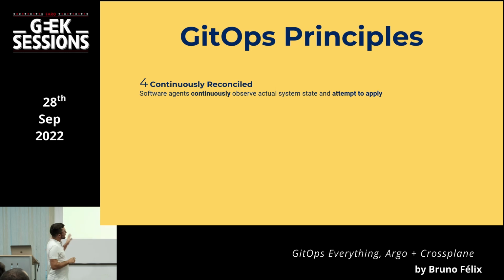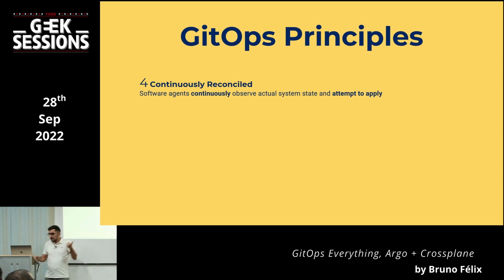So continuously reconciled means that software agents continuously observe the actual system state and attempt to apply. What this means is that our operator, our system, and here we are talking about Argo CD, will continuously monitor and see what is happening on the infrastructure. Not only on the repo code, but also on the infrastructure. And we'll see that in the scenario that I have prepared, to see it happen in real time.